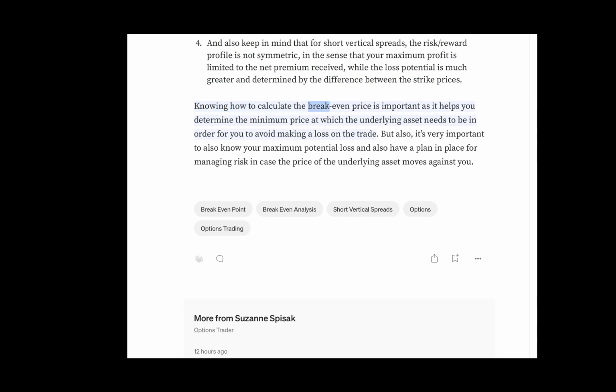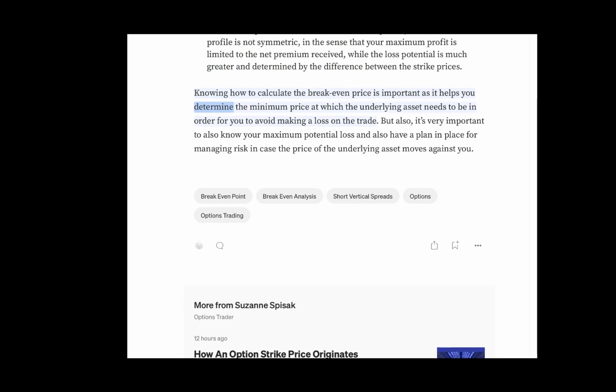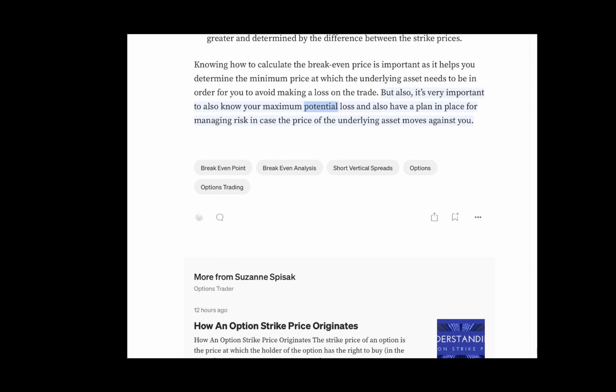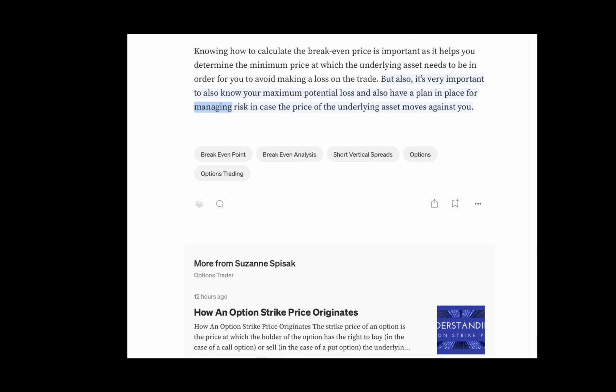Knowing how to calculate the break-even price is important as it helps you determine the minimum price at which the underlying asset needs to be in order for you to avoid making a loss on the trade. But also, it's very important to know your maximum potential loss and have a plan in place for managing risk in case the price of the underlying asset moves against you.